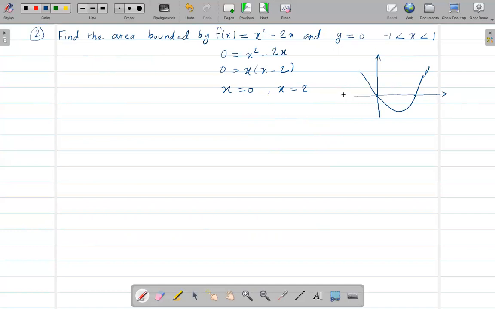Okay, anyway, so here now we need to find the area bounded by these two between this interval. So it will be from -1, so this is 2, so that means 1 should be somewhere down here. So I need to find this area, and also this area.